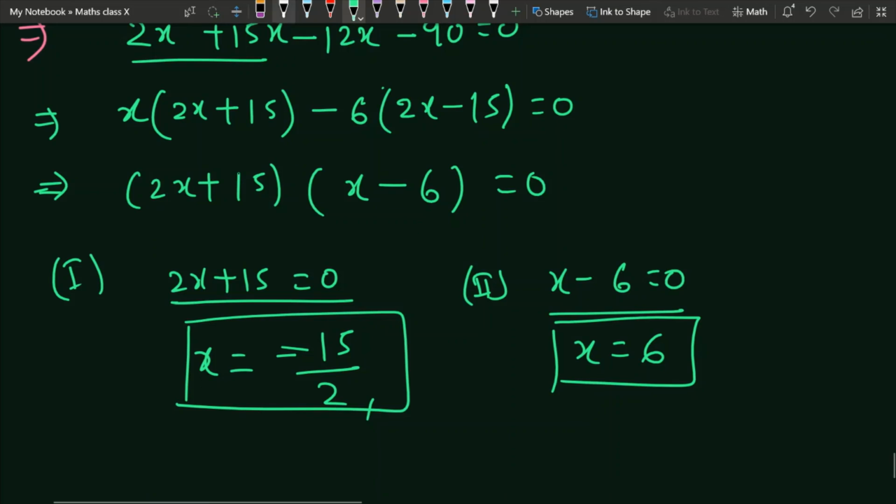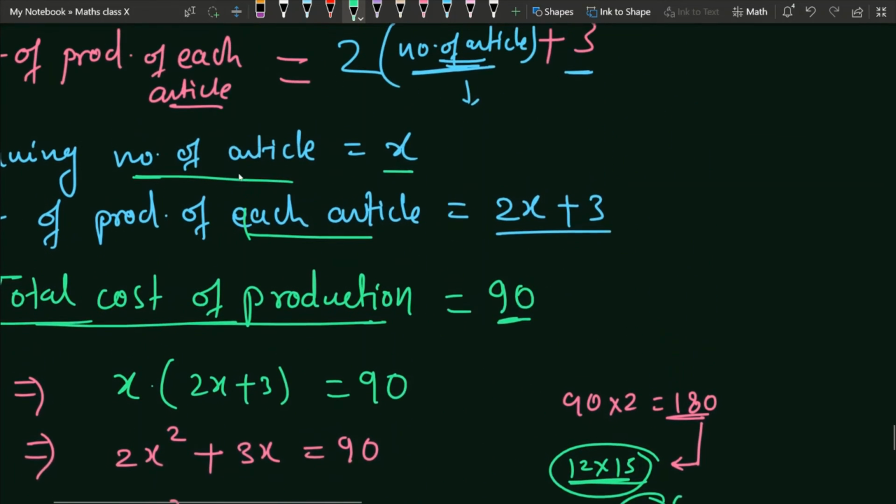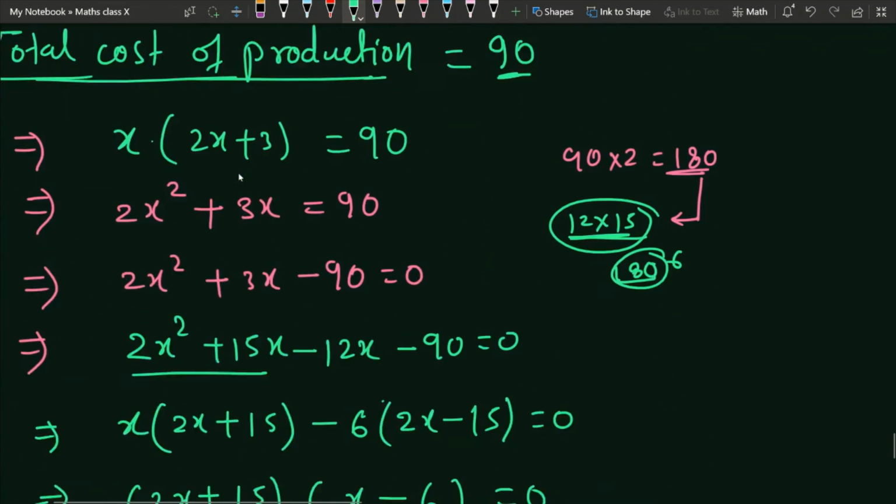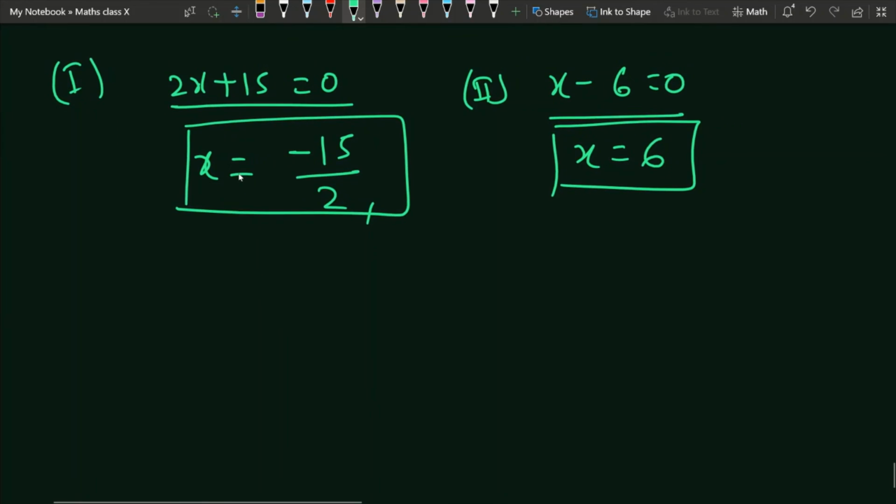Now you tell me. Think. What is x? x is the number of articles produced. Can the number of articles produced be negative or a fraction? So this is not acceptable. This minus 15 by 2 is not acceptable. We will accept this only.